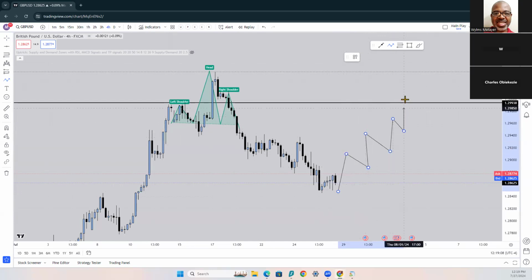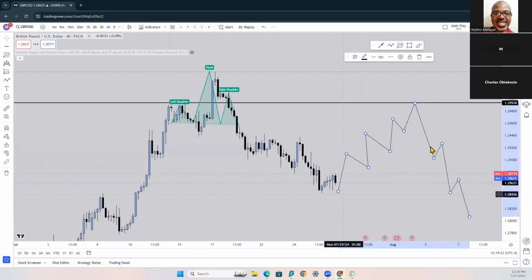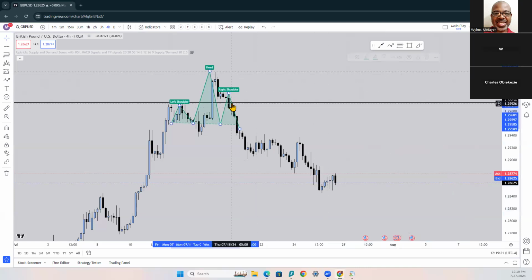It's not going to go straight up. It's going to go basically to this line, bounce off that line and continue its journey down. And that's how it'll probably create another head and shoulders on its way down. Okay. And that's what we're anticipating.